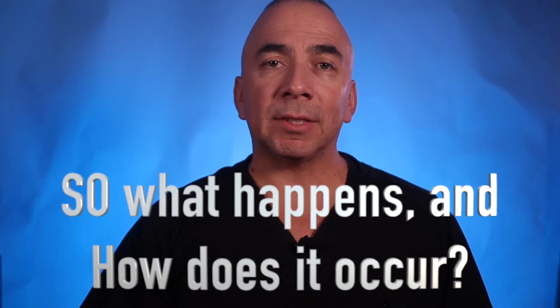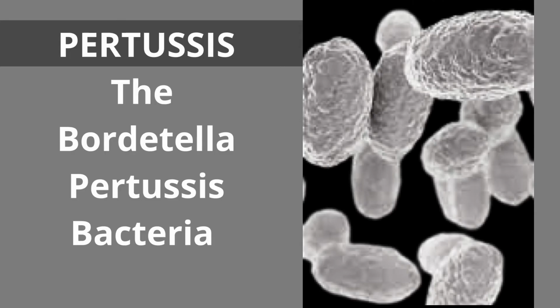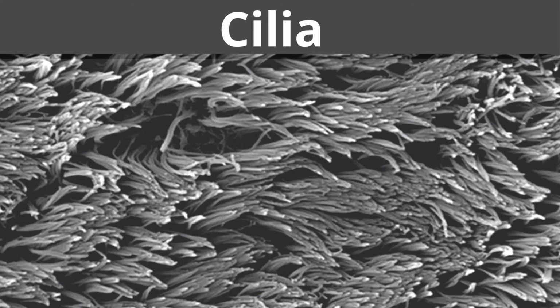So what happens in pertussis, and how does pertussis occur? As I mentioned earlier, pertussis is a bacteria called Bordetella pertussis. This is what it looks like. This bacteria is very similar to the diphtheria bacteria, but these bacteria attach to the cilia of the upper respiratory system, like within the lungs. What are cilia, you ask, and why does that matter? These are cilia. Think of them like tiny hairs that line the inside of the respiratory tract or lungs that help move mucus and other foreign particles out of the lungs.